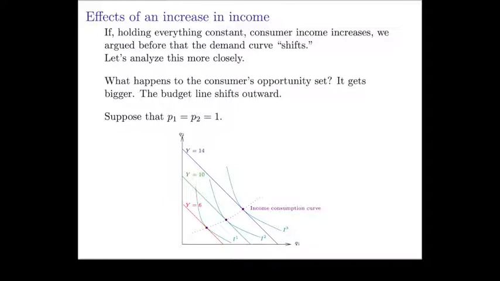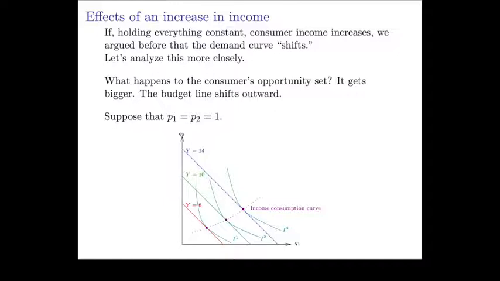So let's suppose the price of good 1 and good 2 are both 1. Then the budget line is going to have slope of -1. If we've just varied the income, the slope is not going to change. It's just that the intercepts are going to change. And the higher the income, the further out the budget line is going to be.